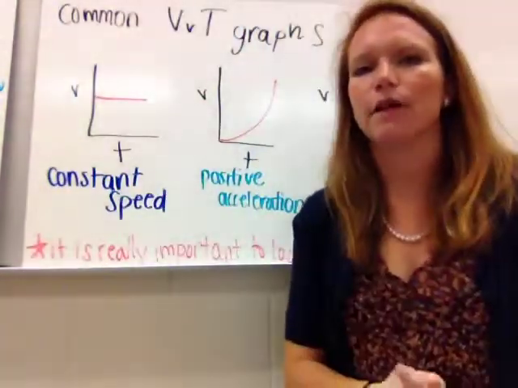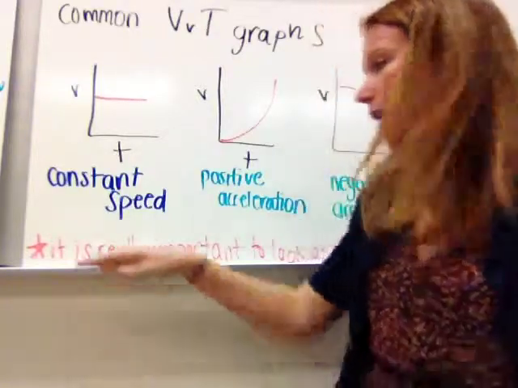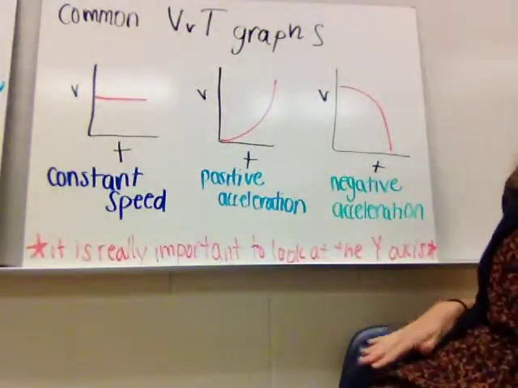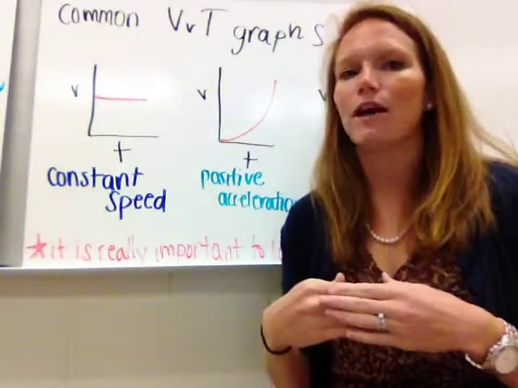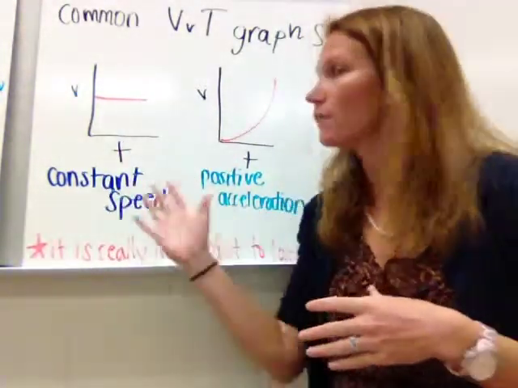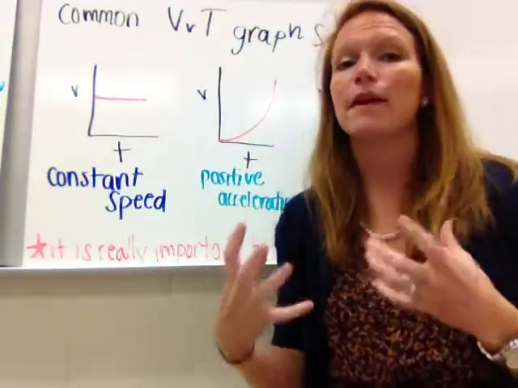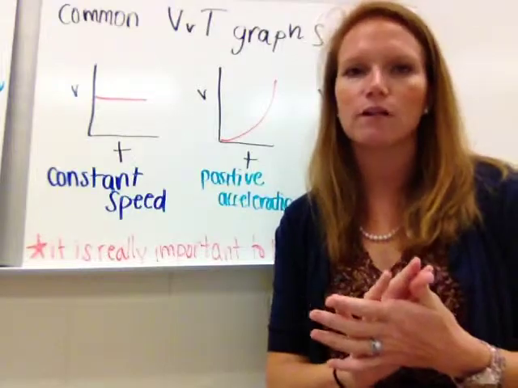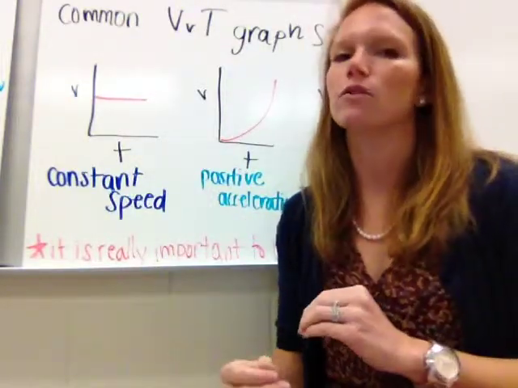So, a few common velocity versus time graphs. Before I go over those, I want to make this key point. It is really important to look at the y-axis. Look at what it's labeled. You're going to have questions that have you compare speed versus time and velocity versus time graphs against distance versus time graphs. Being able to look at that y-axis, knowing exactly what it says, allows you to know exactly what information is on that graph to answer those questions correctly.